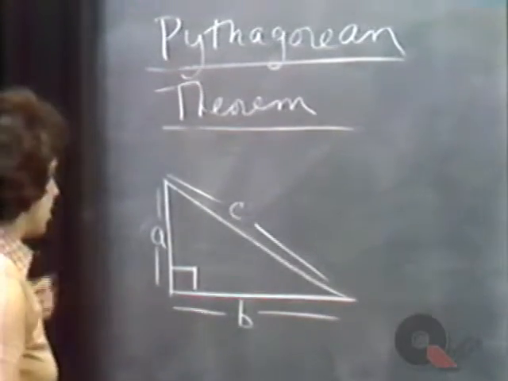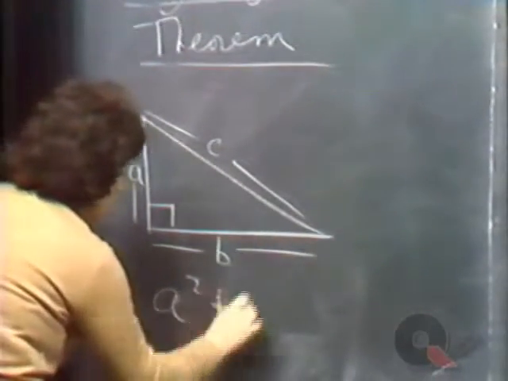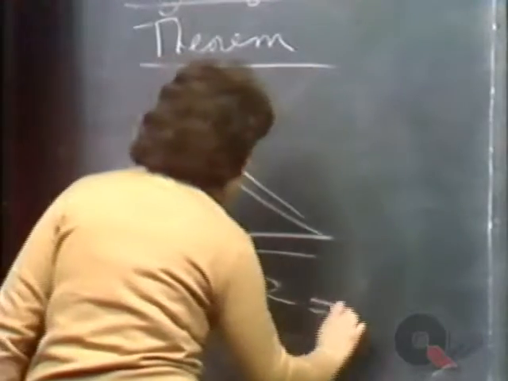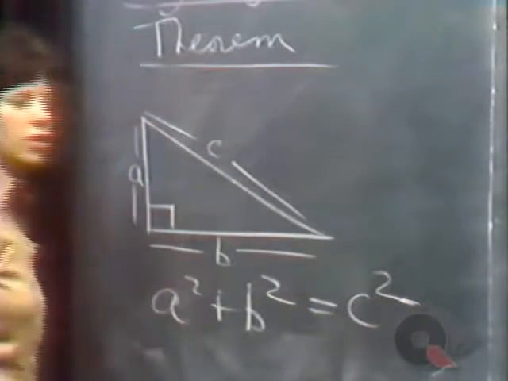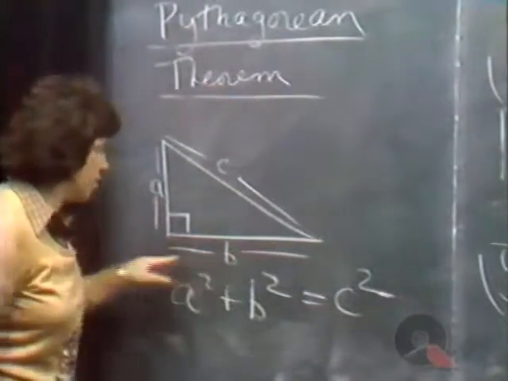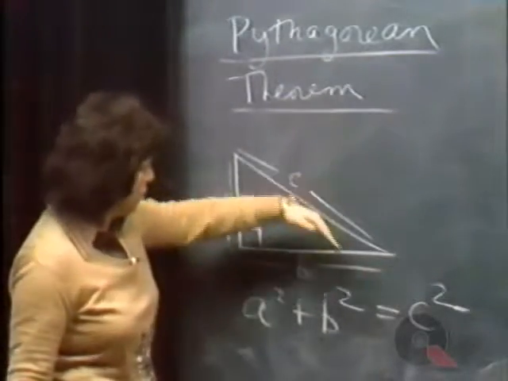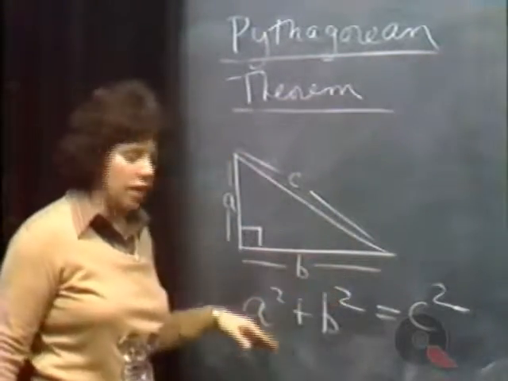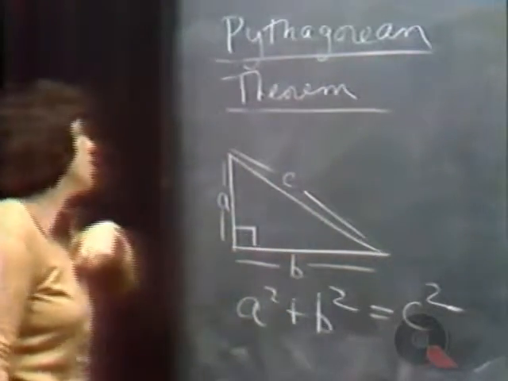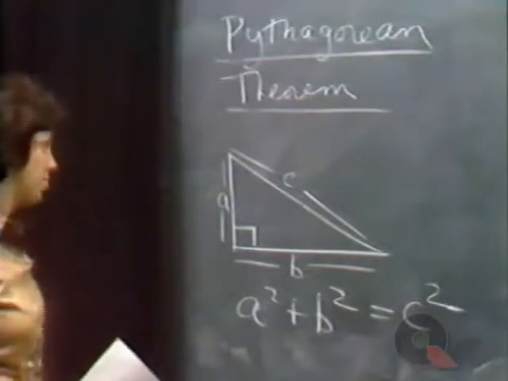In a right triangle, the sum of the squares of the two legs is equal to the square of the hypotenuse. Remember, in a right triangle, this is the hypotenuse and the other two sides are called legs. The sum of the squares of the two legs is equal to the square of the hypotenuse. A squared plus b squared equals c squared.